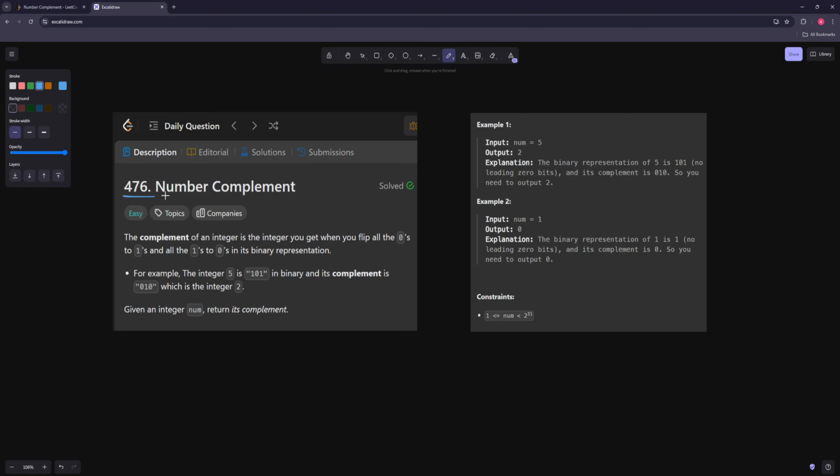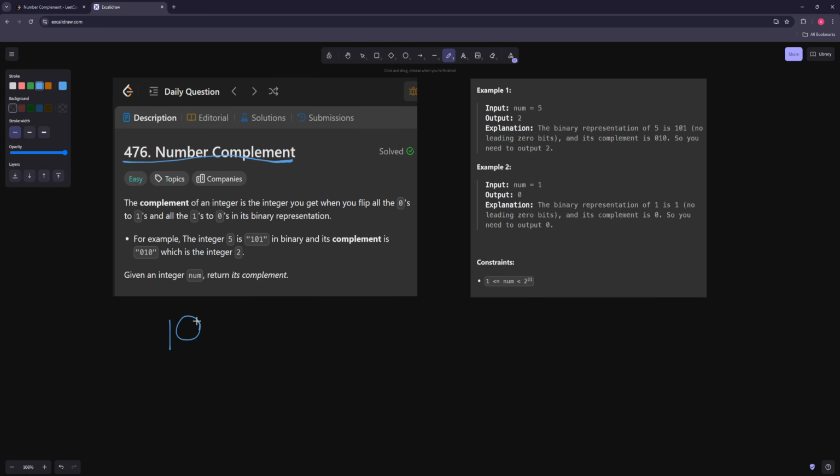In this video we're going to be working on number complement, and in this one the complement of an integer is the integer you get where you flip all the zeros to ones and all the ones to zeros in the binary representation. So 5 in binary is 101, and you just flip everything, so it looks like this. This is 2. And then 1 in binary is a 1, so you just return 0.